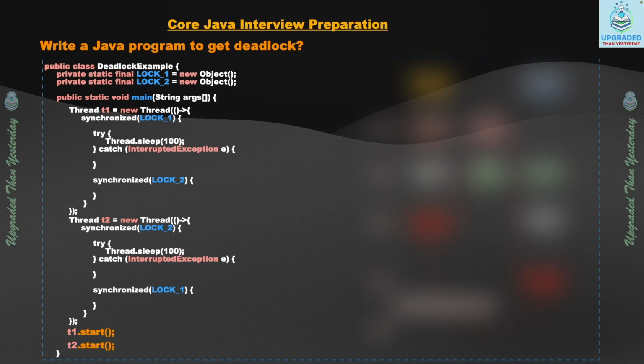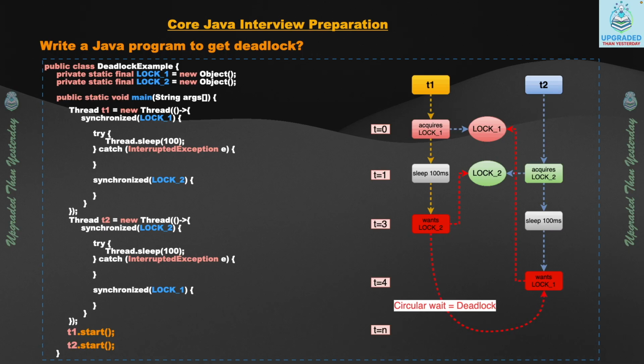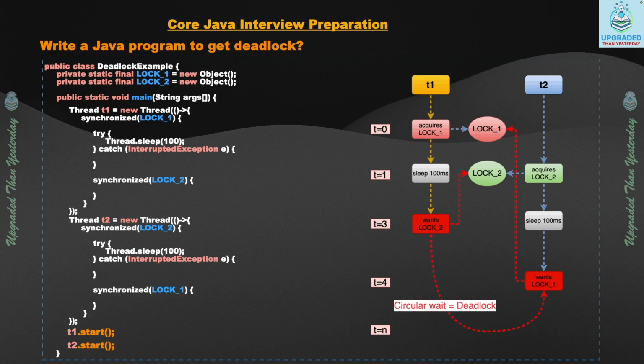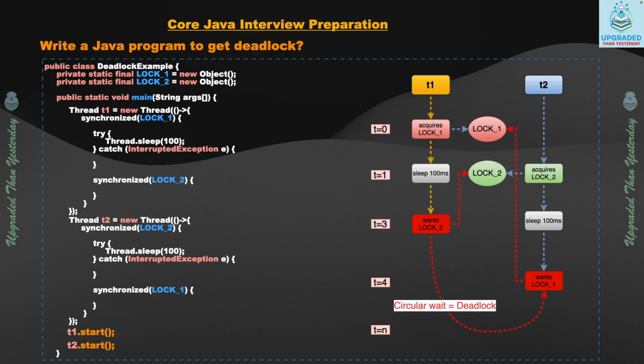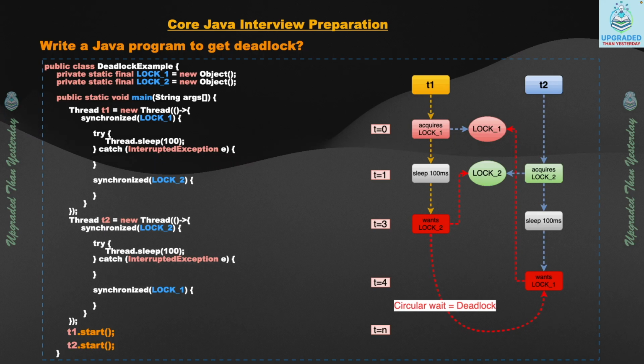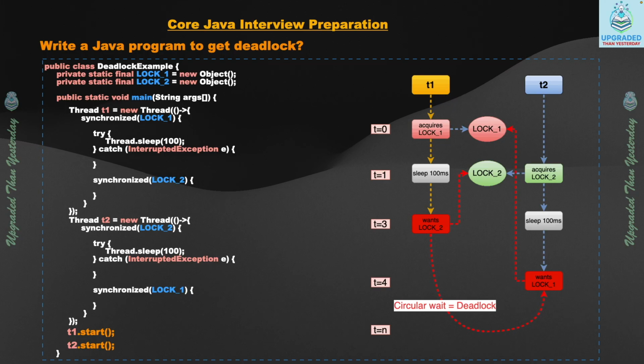Let's write a small Java program to get the deadlock. Here a class DeadlockExample is having two static variables, log1 and log2. Inside the main method, the two threads T1 and T2 are defined. The thread T1 first acquires log1 and then sleeps for 100 milliseconds. Once the thread T1 wakes up, it goes to acquire log2. Similarly, thread T2 first acquires log2 and then sleeps for 100 milliseconds and then tries to acquire log1 when the sleep is over.